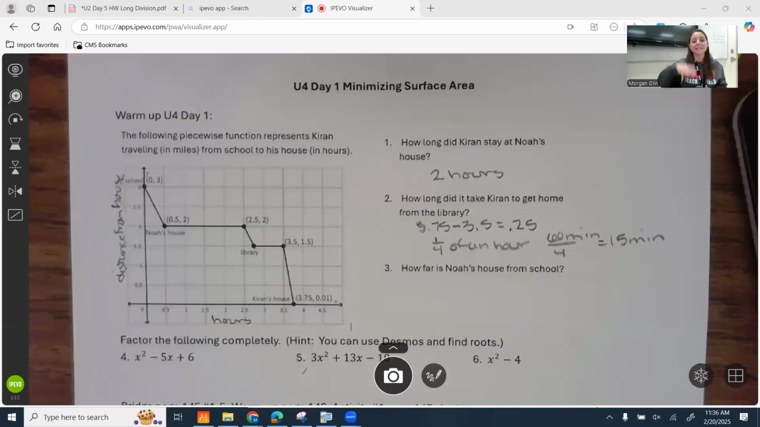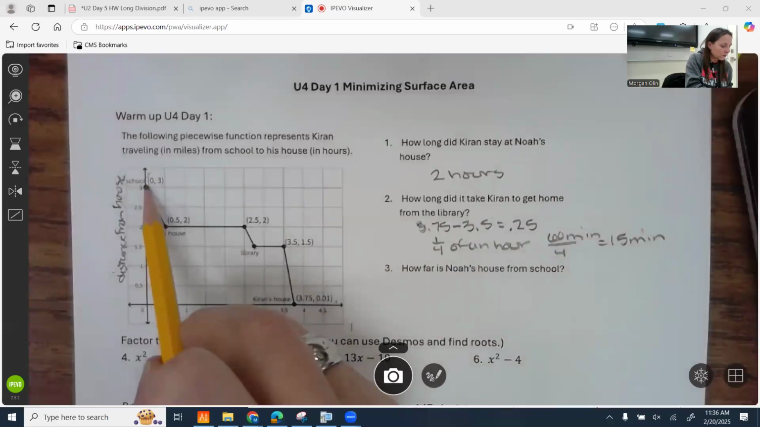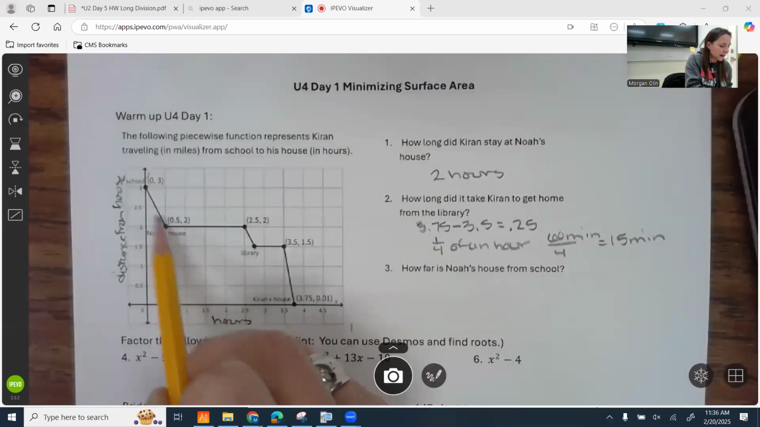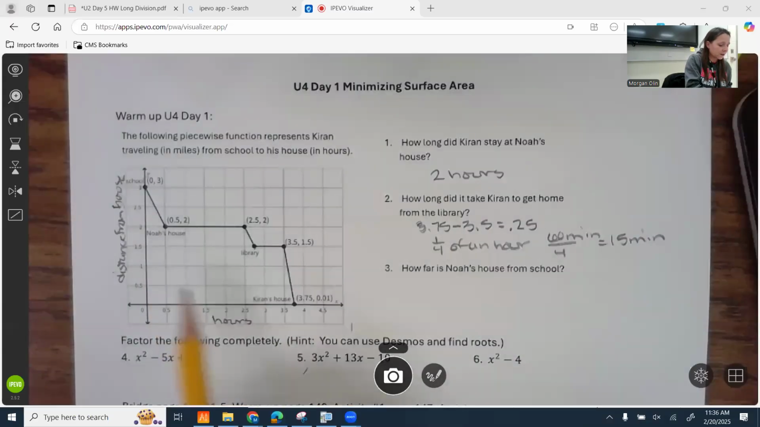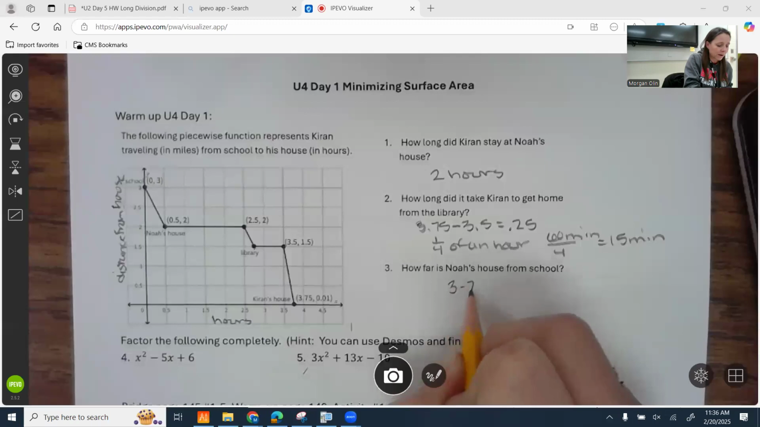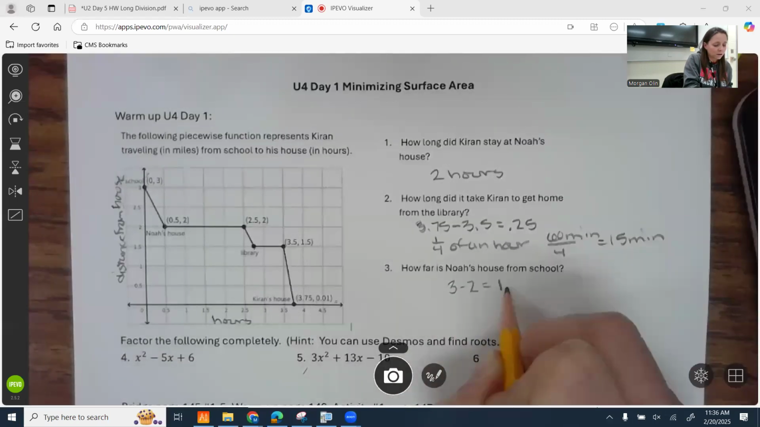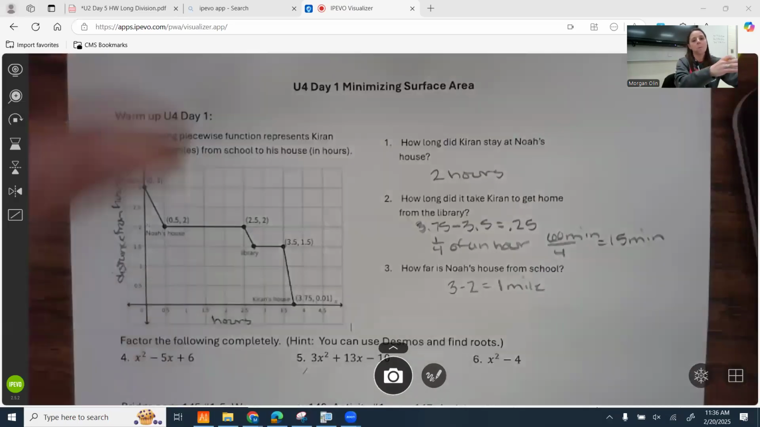All right. Now, how far is Noah's house? This is talking about distance this time. The first two talked about hours. So how far is Noah's house from school? Well, here we left school and we traveled to Noah's house. So it went from 3 miles from Kieran's house to 2 miles. In between, this is a difference of 3 minus 2, which is 1. So Noah's house is 1 mile from the school.